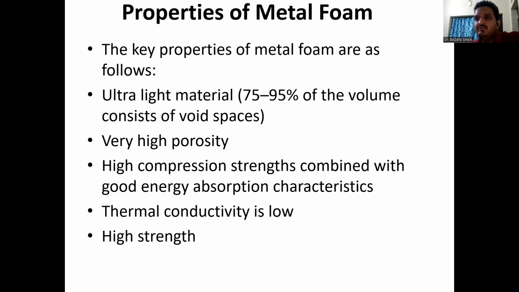And coming to the properties, depending upon the properties only, we can identify the behavior, structure, shape, and how the structural materials are involved. When we are discussing these properties of metal foam, you have to understand the key properties: it is an ultralight material, with 75 to 95 percent of the volume consisting of void spaces. It has very high porosity, high compression strength combined with good energy absorption characteristics. And an important property is that thermal conductivity is low in this metal foam, while having high strength.